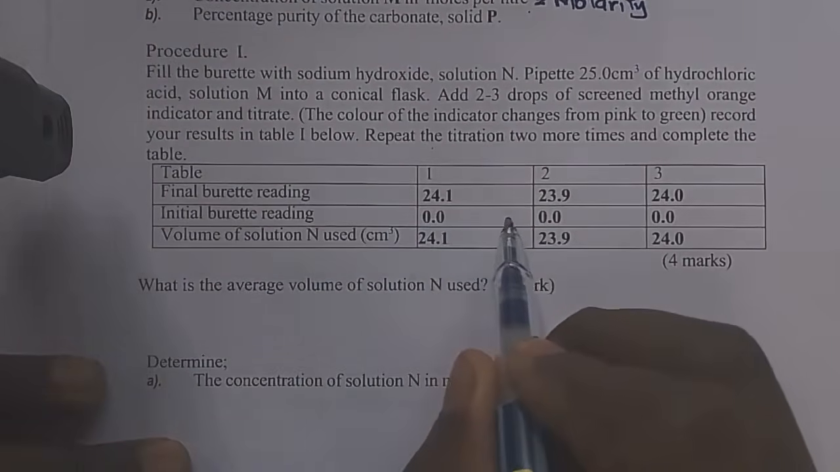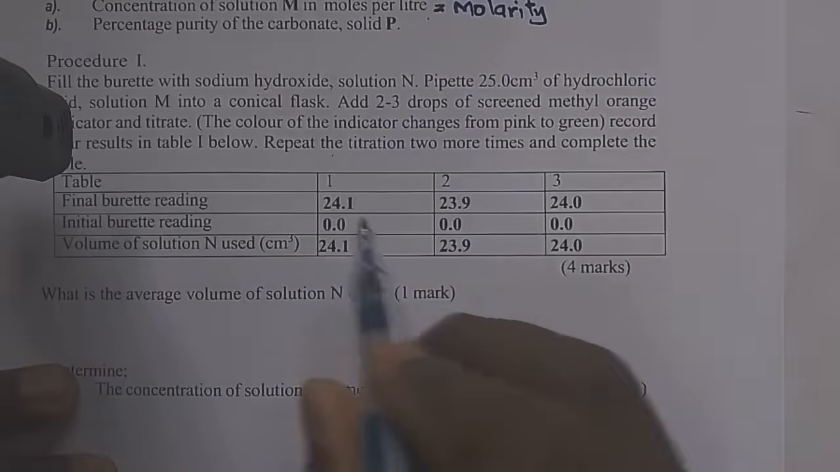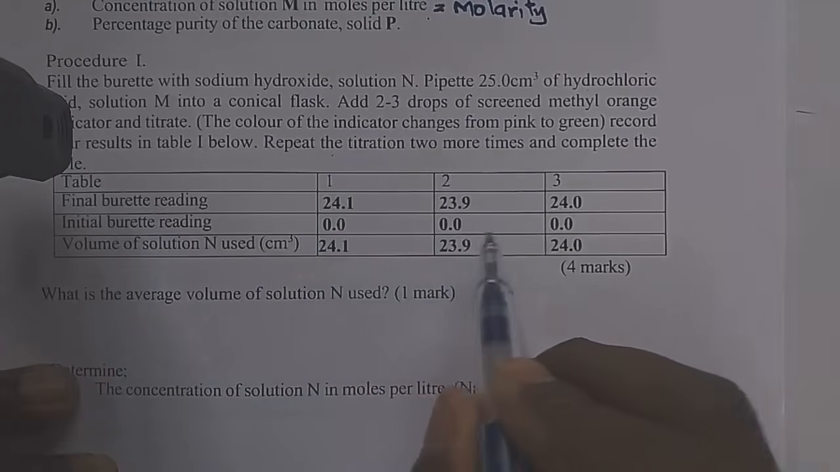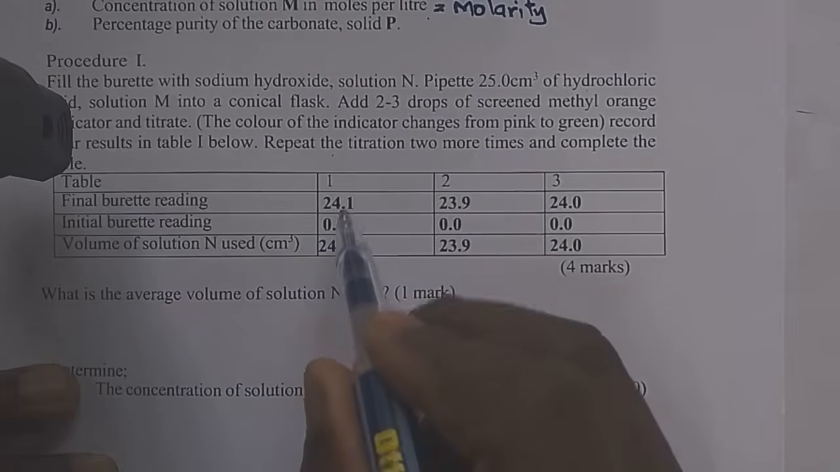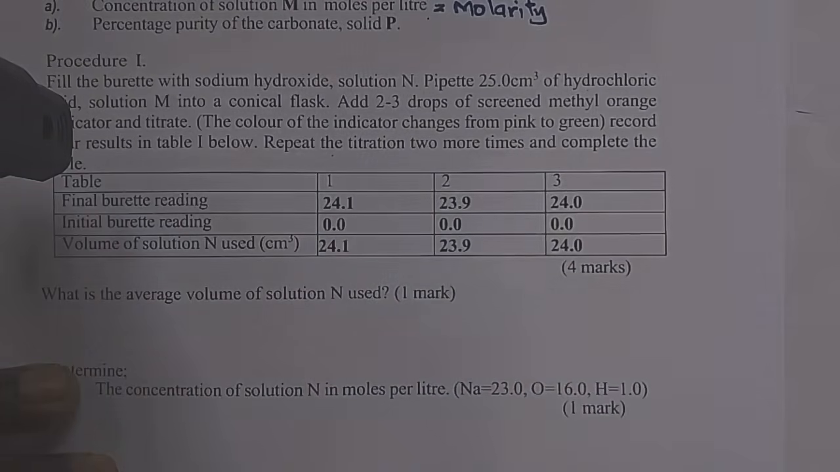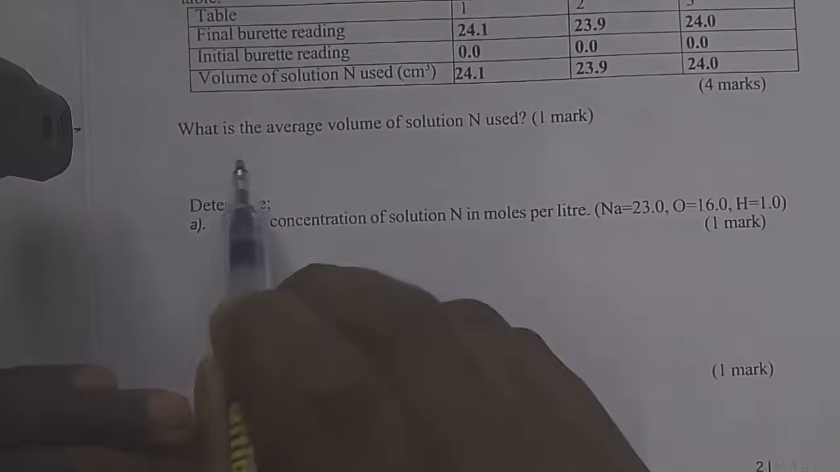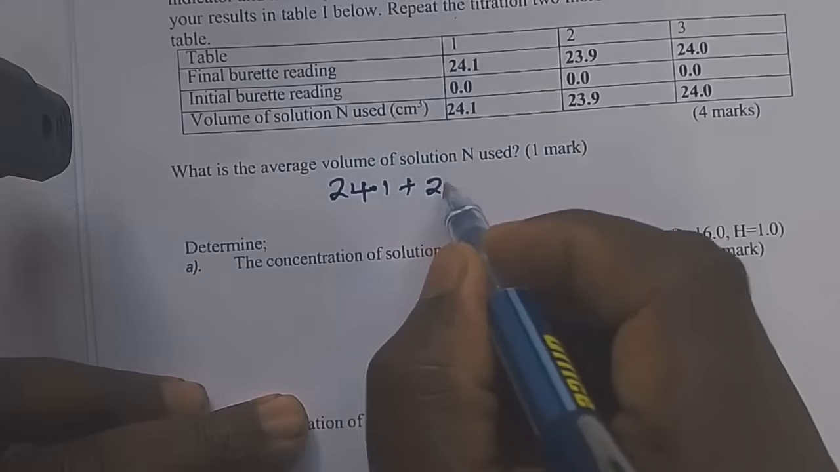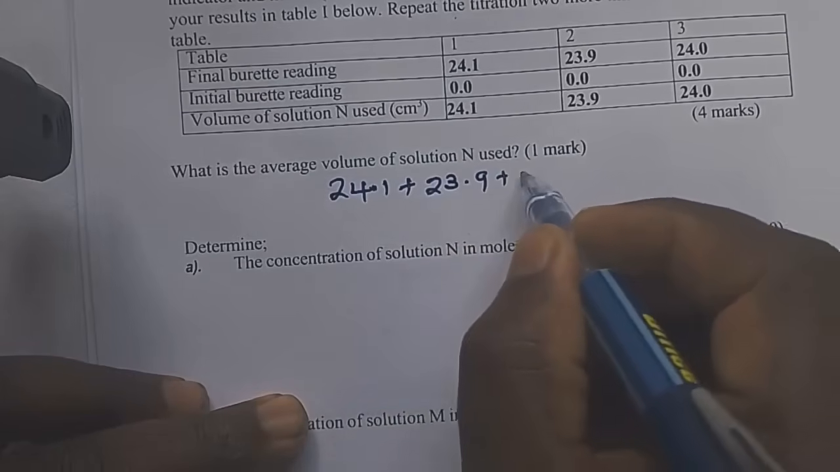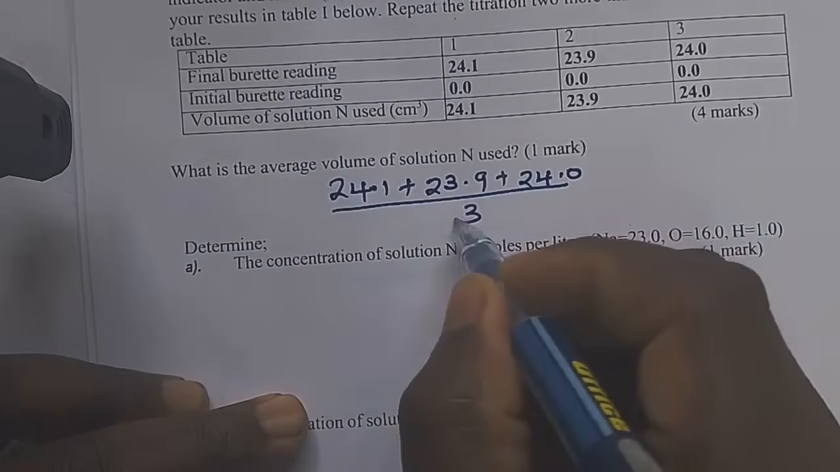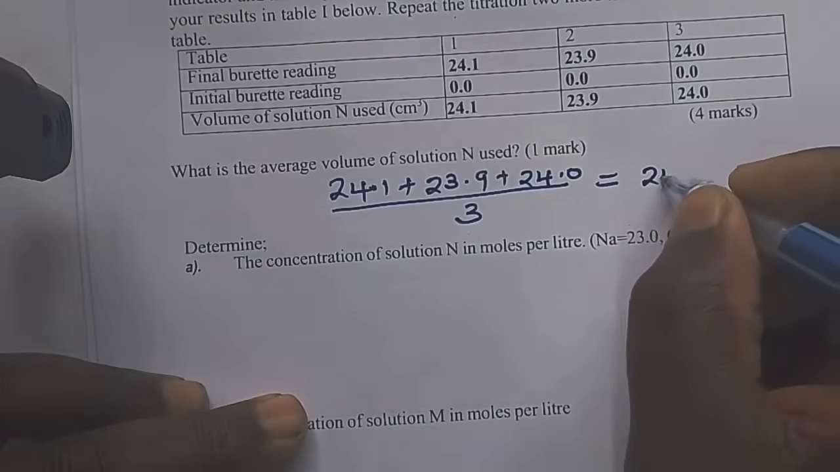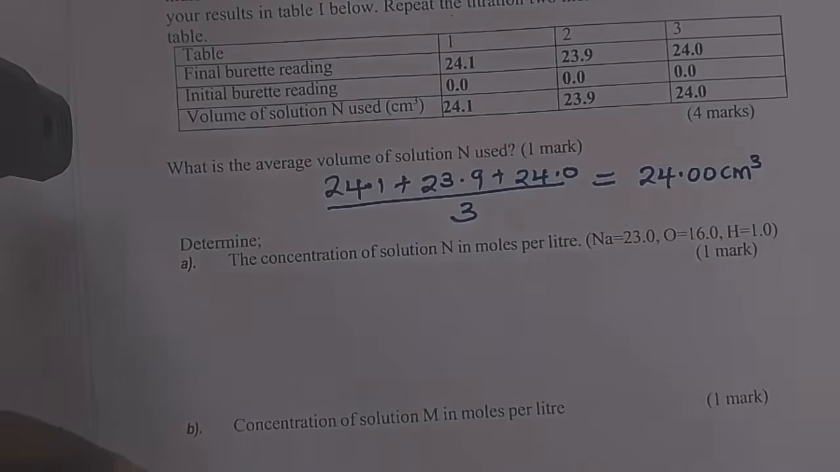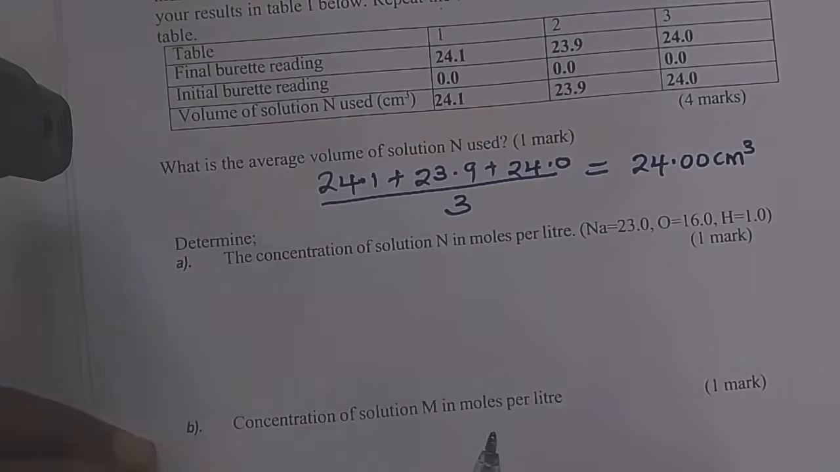So I have filled the table. Make sure you fill the table with 1 decimal place, and make sure the table is completely filled. Always use initial 0.0. There is no harm even if you use the remaining, but I encourage you to use 0.0, 0.0. Then put this number here, this number here, and this number here, and your table is complete. What is the average volume of solution N used? Average volume, that is 24.1 plus 23.9 plus 24.0. You divide by 3. The answer is going to be 24.00 centimeters cube. I have put 00 because we usually say that the average volume should be given in 2 decimal places.